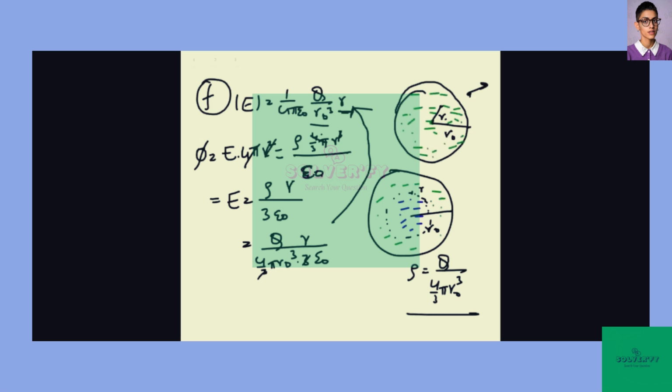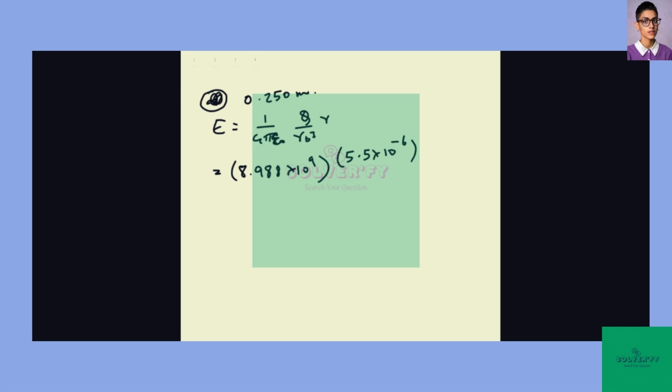That's it. So for the parts C and D, the field would be the same, but for parts A and B, it would be different. For part A, where we had to find the field at distance 0.25 meters, we'll use the formula. Electric field, as we saw, was 1 by 4 pi epsilon naught q by r naught cube into r. So we know that 1 by 4 pi epsilon naught is 8.988 into 10 power 9. Q is 5.5 into 10 power minus 6. r naught, as we know, is 3 meters. So r naught cubed is 3 cubed times r is 0.25.